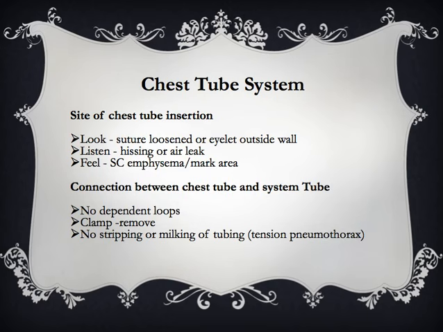We're making sure that it's taped well. We don't want to have any dependent loops within that tubing, particularly if we're draining blood. The blood can clot and obstruct the tube. We don't want the tube to be clamped. They often come with a clamp from the manufacturer. Some facilities request that you remove it. If you don't remove it, you want to push it all the way to the end where the tube is not collapsible so that it doesn't inadvertently become clamped.